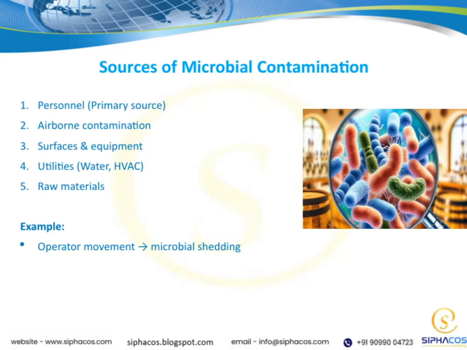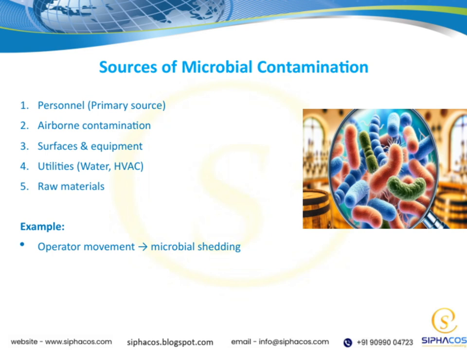Now, let's take a closer look at the sources of microbial contamination. First and foremost, personnel are the primary source. This means that the people working in the environment can unintentionally introduce microbes through skin, hair, or clothing. That's why proper hygiene and gowning procedures are so critical. Next, airborne contamination plays a significant role. Microbes can be carried through the air, especially if airflow isn't properly controlled or filtered. This is why cleanroom design and air filtration systems are essential to minimize these risks.